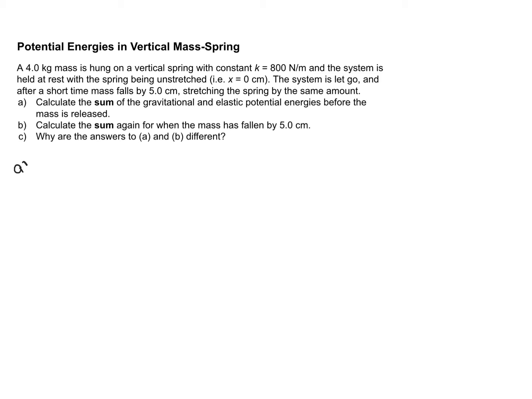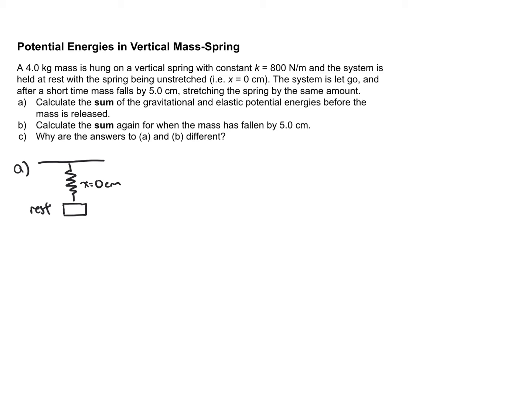So I'll draw a picture of the situation, starting with part A here. I'm going to hang a vertical spring and then put a mass on it. Now in part A, it's being held at rest and the spring is not stretched at all, so x equals 0. Need to calculate the sum of the gravitational and elastic potential energies at this point.